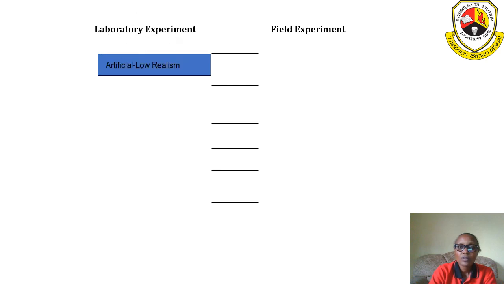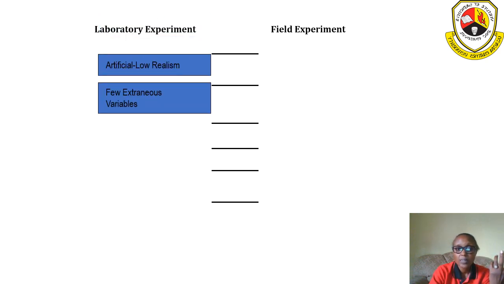So there's a difference between a laboratory experiment and a field experiment. A laboratory experiment is artificial. There's low realism; it's a very artificial environment. You have fewer variables that come in to interfere in the experiment.